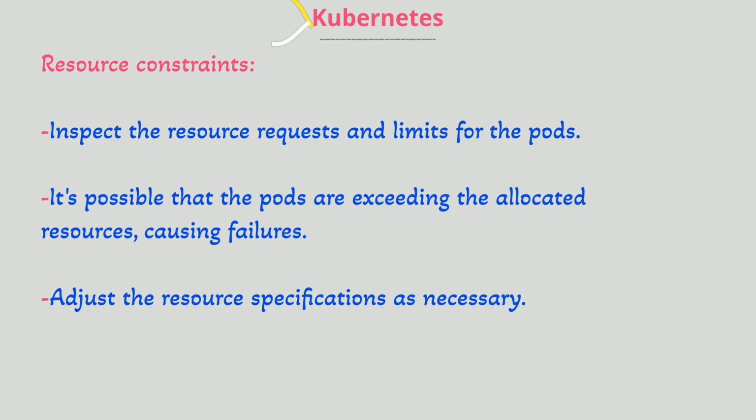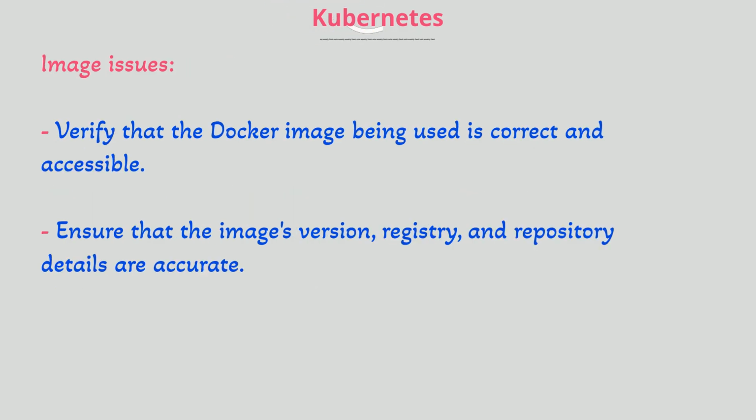Resource constraints. Inspect the resource requests and limits for the pods. It's possible that the pods are exceeding the allocated resources, causing failures. Adjust the resource specifications as necessary. Image issues. Verify that the Docker image being used is correct and accessible.